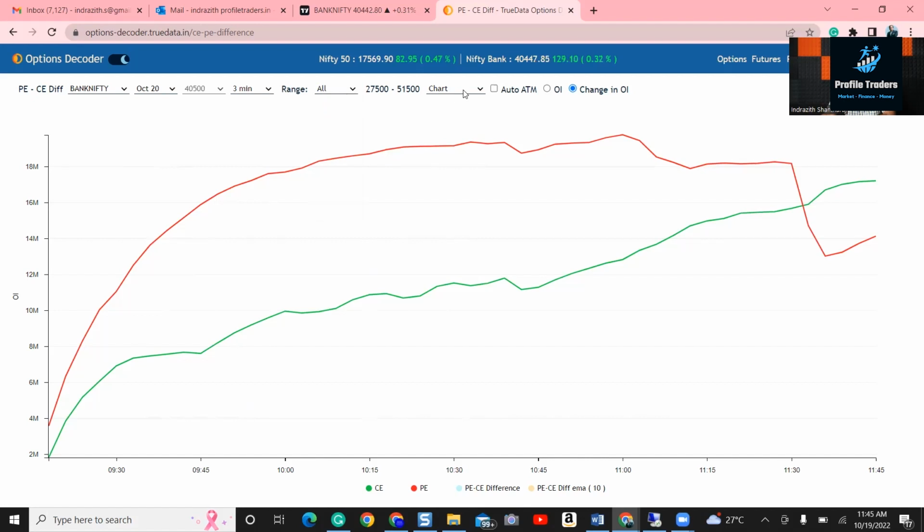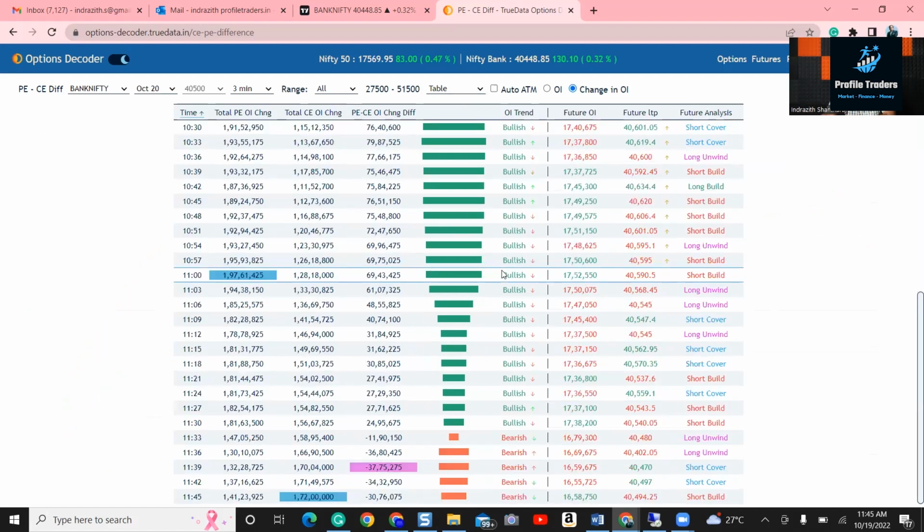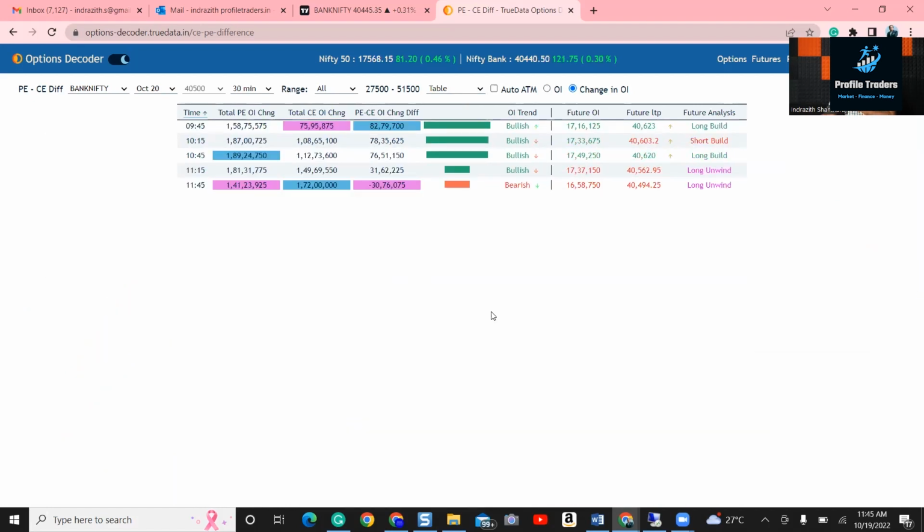Now you can use only a chart or only a table. Okay, I go to 30 minutes just to explain it in a simpler way. This section belongs to futures actually. This is the future OI, this is the future price, and this is the future analysis. When you say long build-up, price is increasing, OI is also increased. Short build-up means price decreased but OI increased. That's how you can analyze futures on the right side.